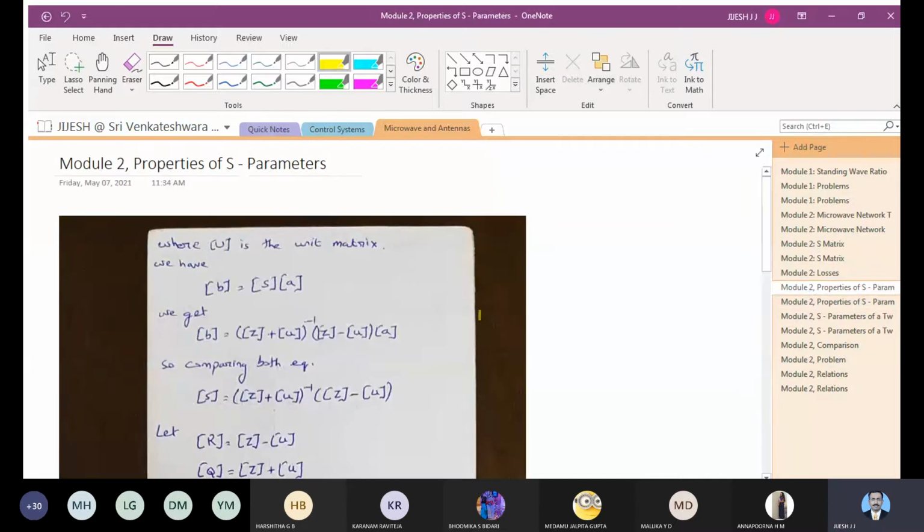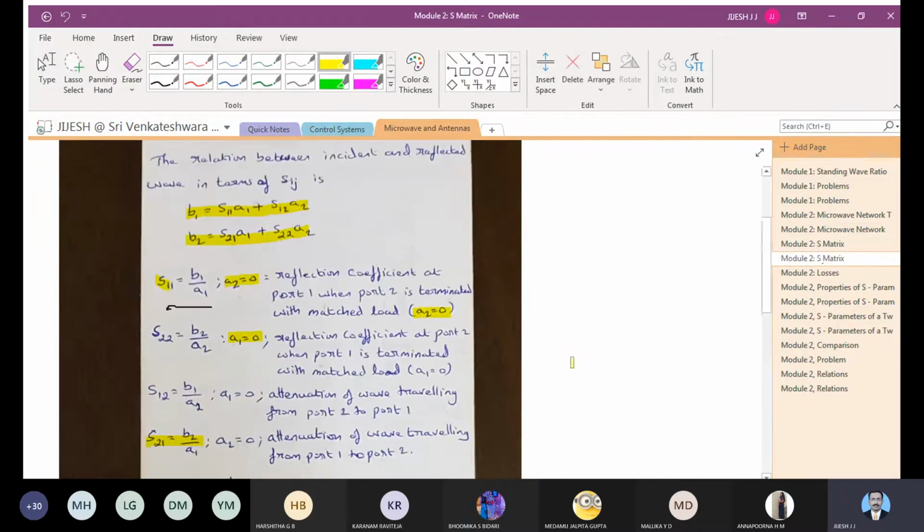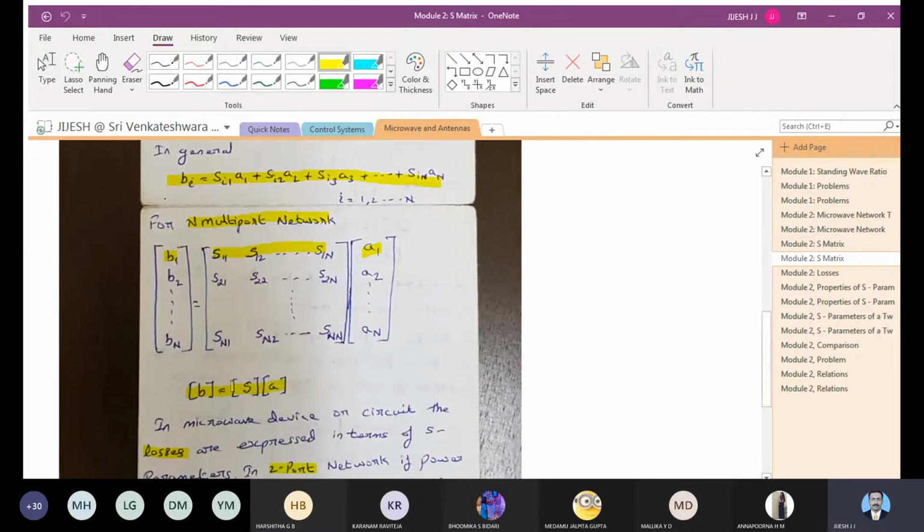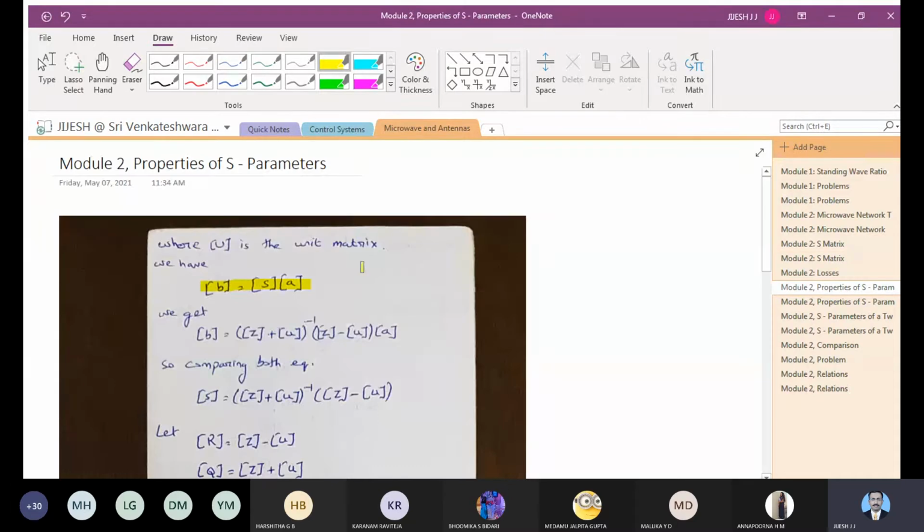As I have informed you, you can write there that U is the unit matrix. This equation we have already studied: matrix S parameters can be represented as a combination of matrix B and matrix A, that is, matrix B is equal to matrix S into matrix A. We studied this two pages behind, where you have seen the general equations. That equation I am going to use here: matrix B is equal to matrix S into matrix A.